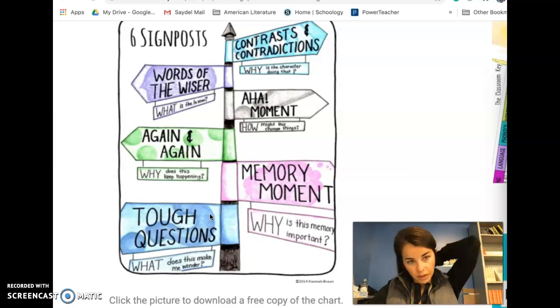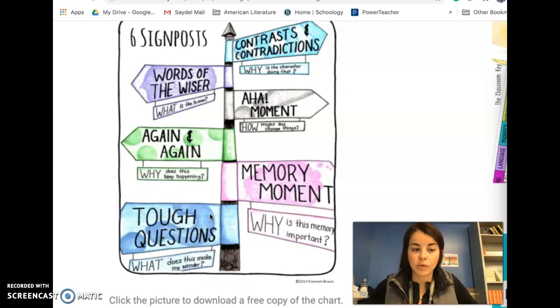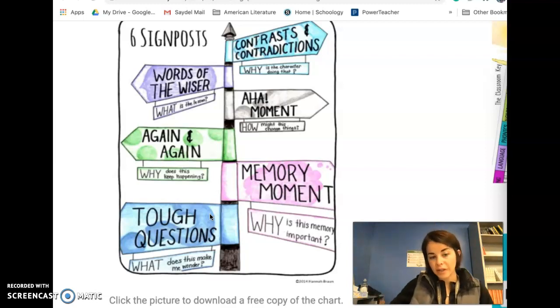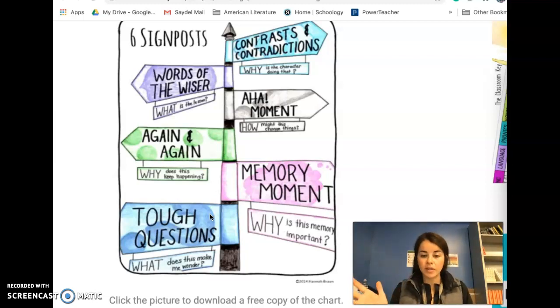So we are going to be learning about fictional signposts this week. There are 6 fictional signposts, and we will utilize them as we read our independent novels and as we read short stories throughout the unit.